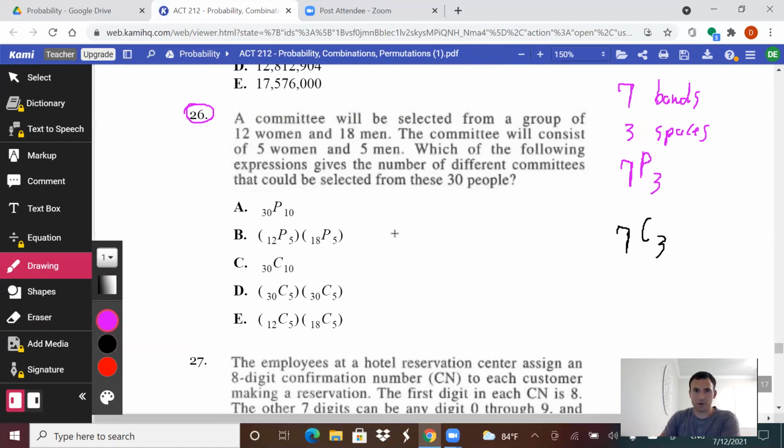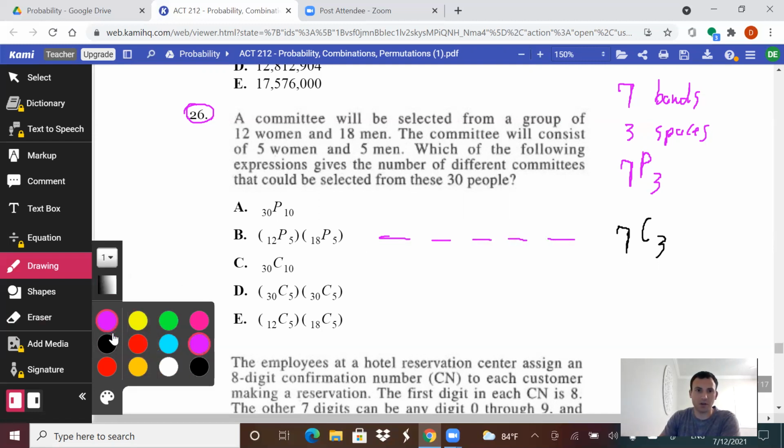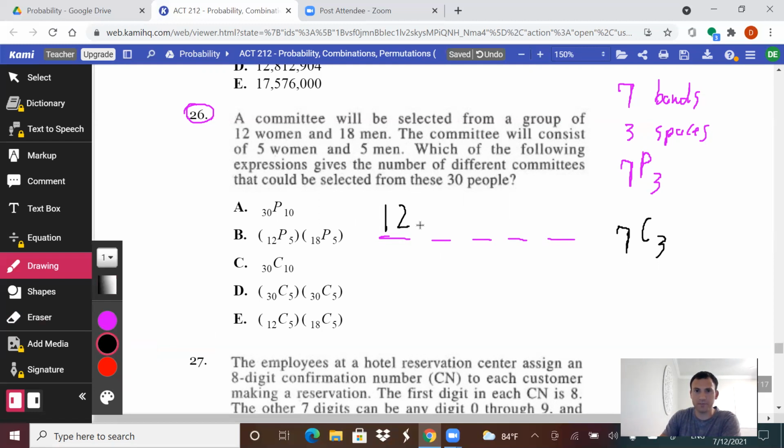Well, let's do the women first. So if we're looking at the women, we have 1, 2, 3, 4, 5 spaces. We're going to make 5 decisions. We have 12 women to select from, 11 women to select from, 10 women to select from, 9 women to select from, 8 women to select from. So the question becomes, do we care about all the different ways to arrange these women? Do we care about in what order they sit in? And the thing is, we don't. We just want to know how many different groups. So this is just a simple combination problem.